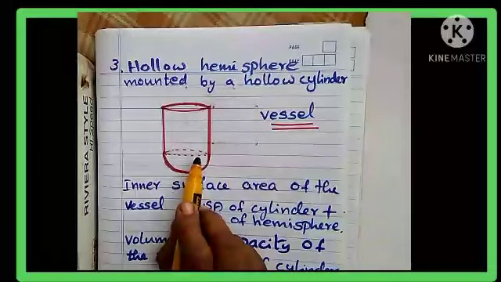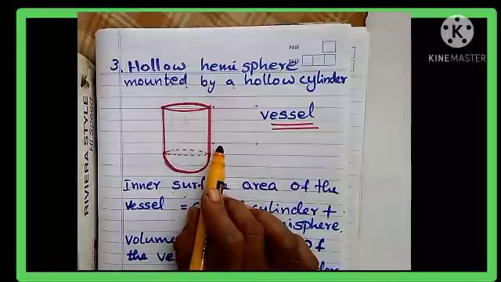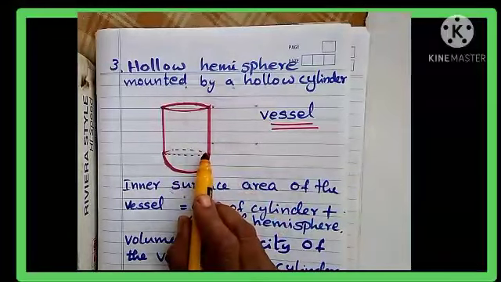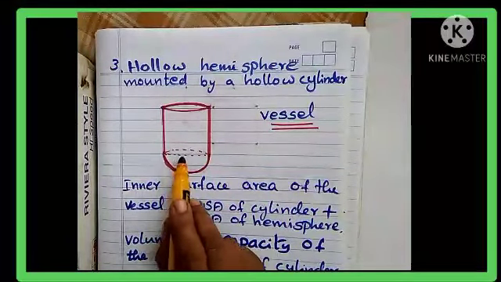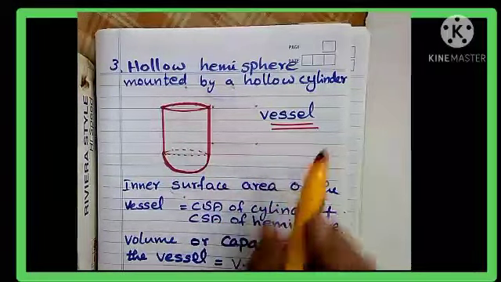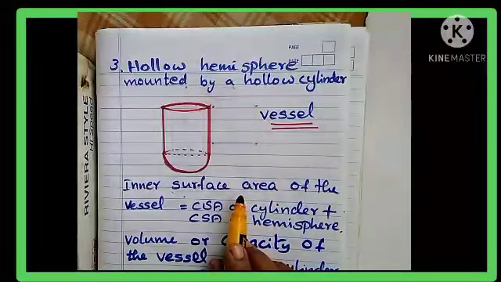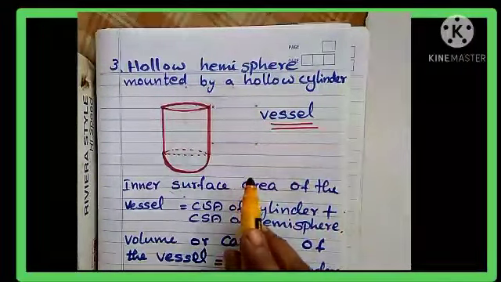Suppose we need to paint both sides of the vessel, inside and outside. So what can we do? First you find the CSA of the cylinder plus the CSA of the hemisphere, then multiply that answer by 2, because both inner and outside will have the same area, no? So we need to multiply by 2.